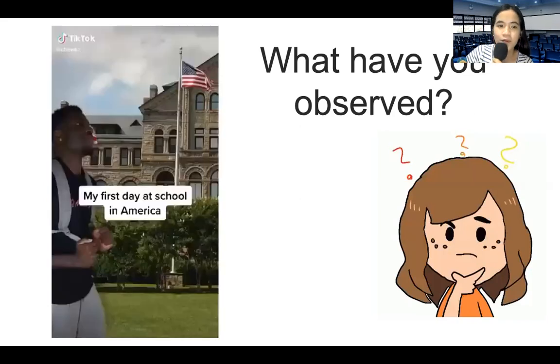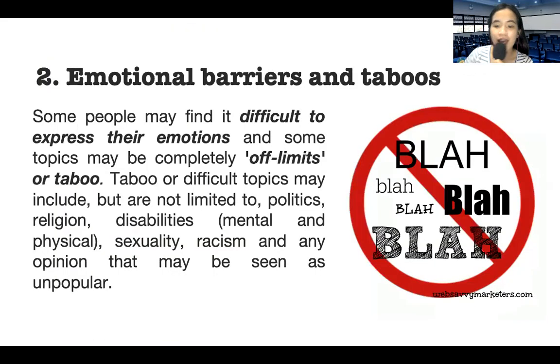Next, we have number 2, emotional barriers and taboos. Okay, so the gist of this barrier is that when you cannot put into words what you really feel, if you're too happy, if you're too sad, if you're too hurt, that you cannot put into words, or you cannot describe how you're feeling, well, it can be one of the barriers in communication as well.